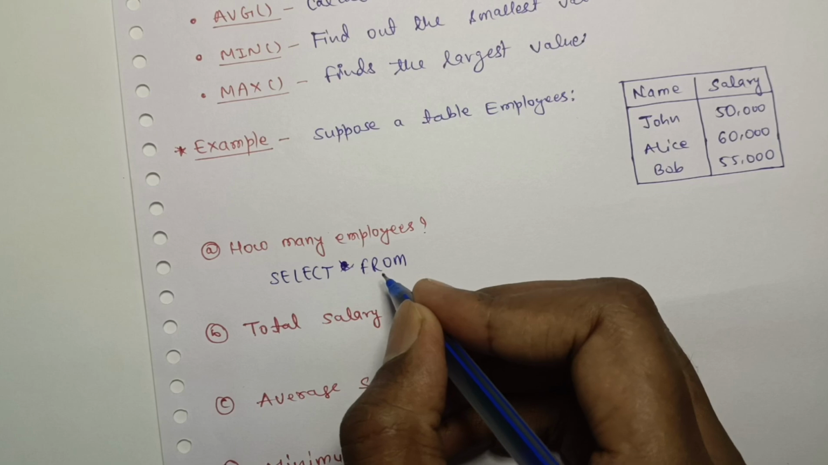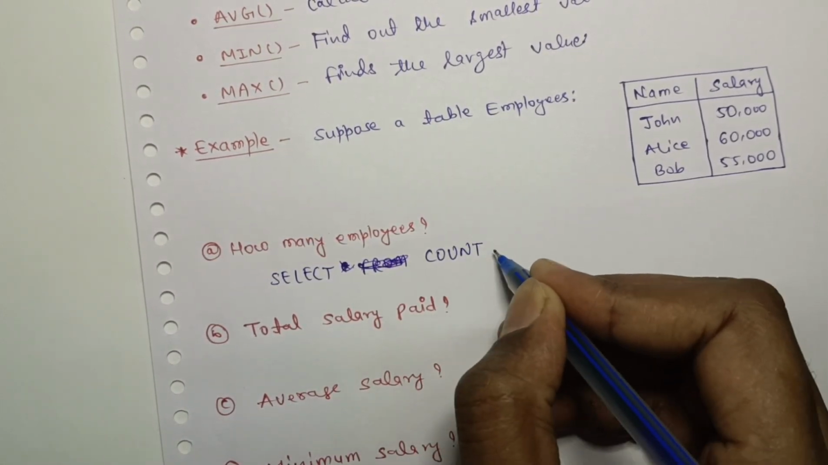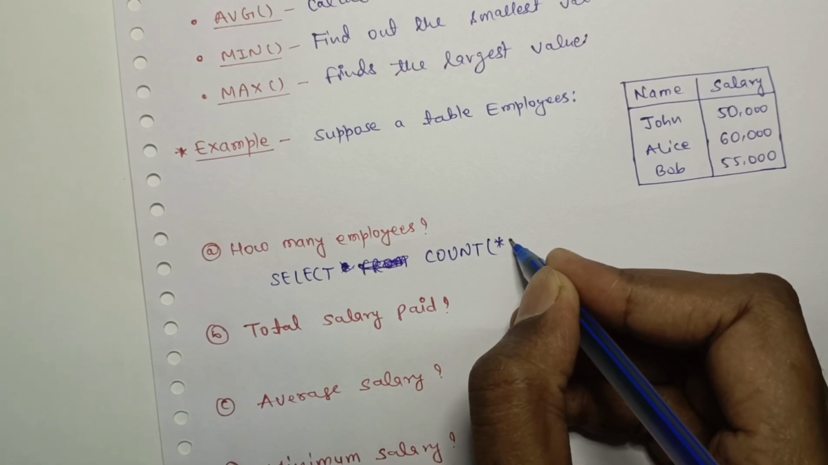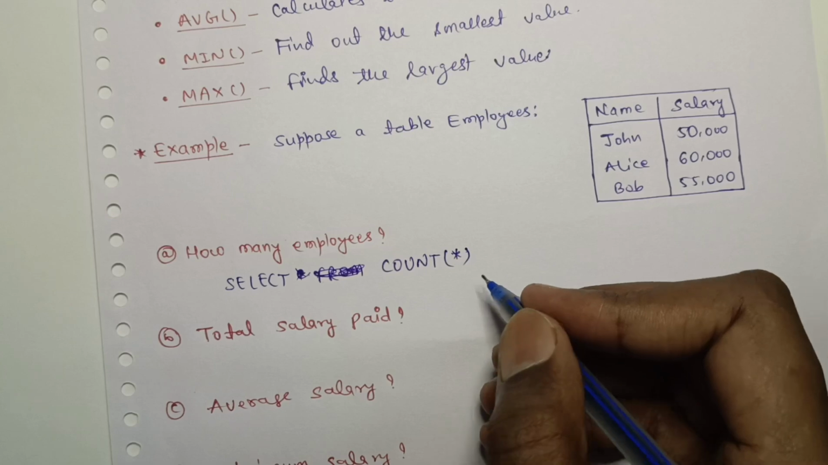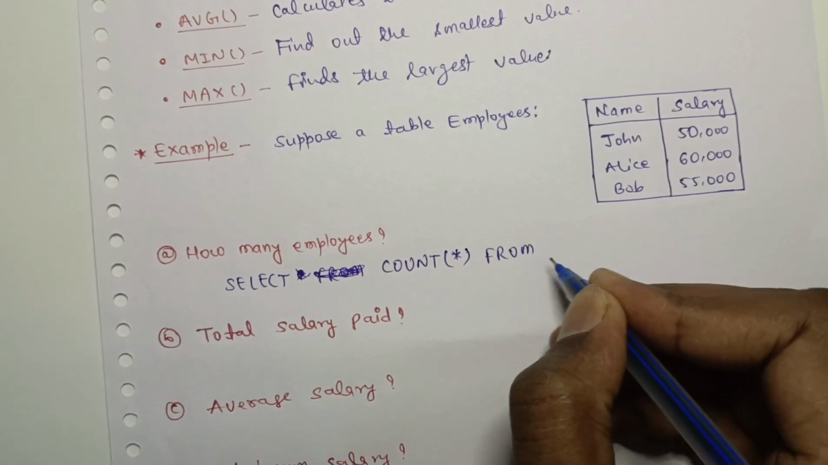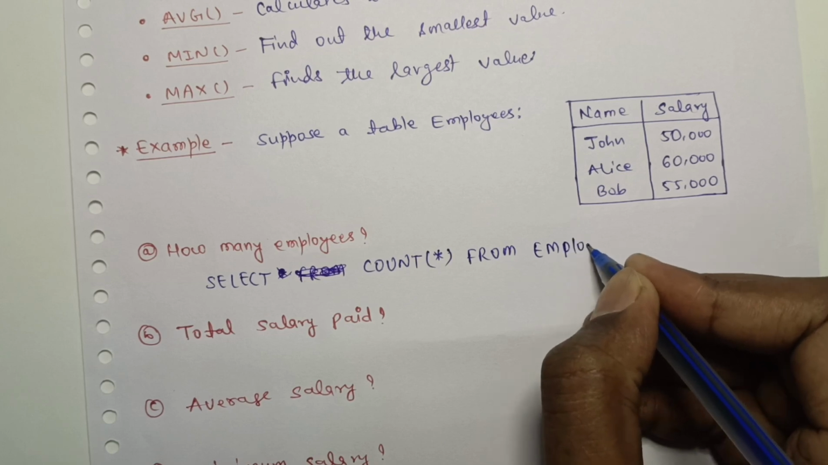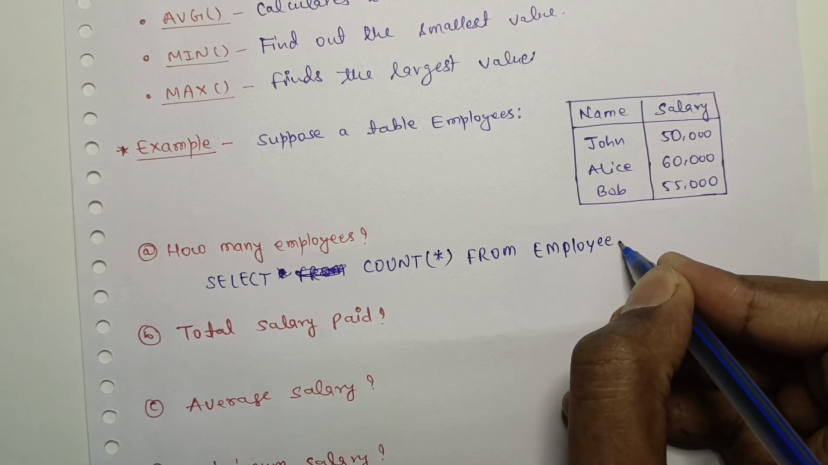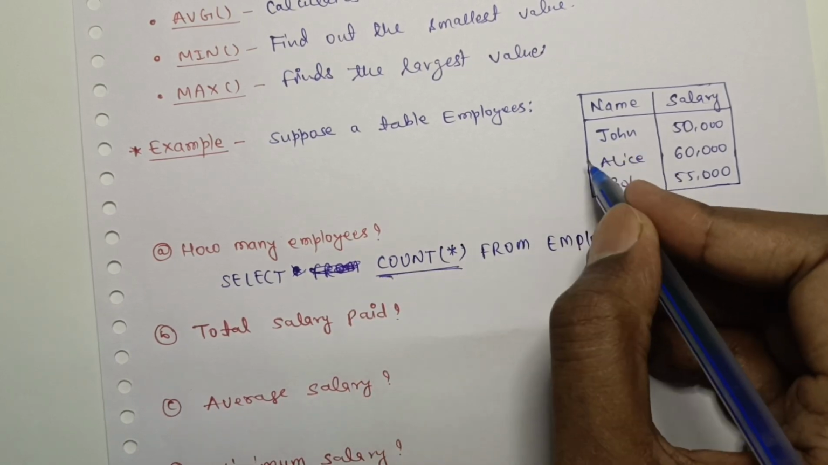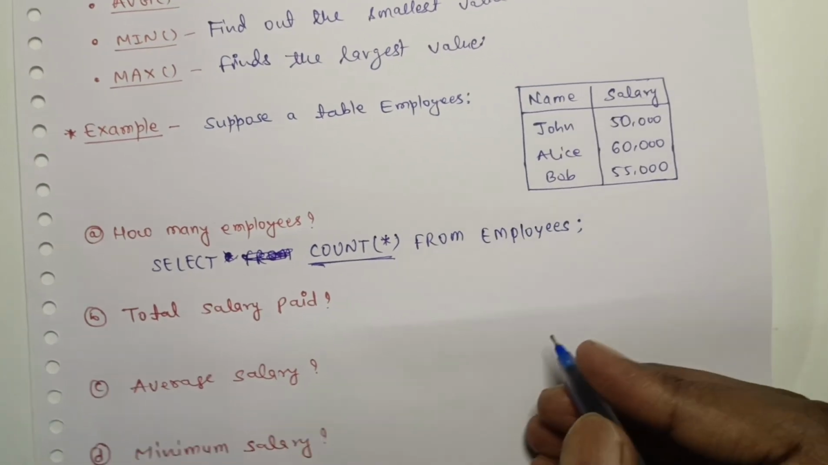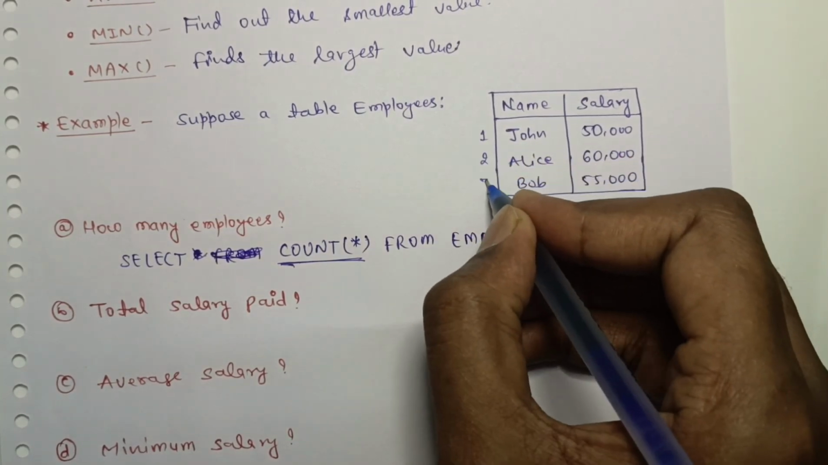We have to use the count aggregate function, so we write select count, then we specify the star so that we get the result for all the columns. Select count star from, and then specify the table name, which is employees. So it counts all the rows present in a table. So what will be the output? The output will be 3, because there are 3 rows, 1, 2 and 3.